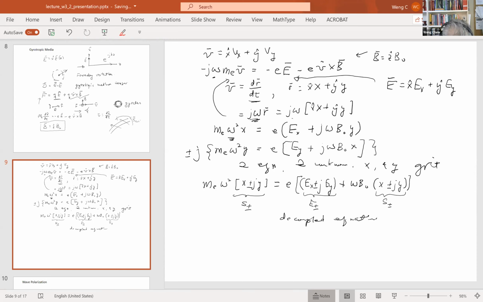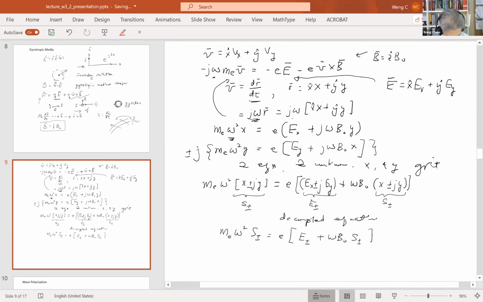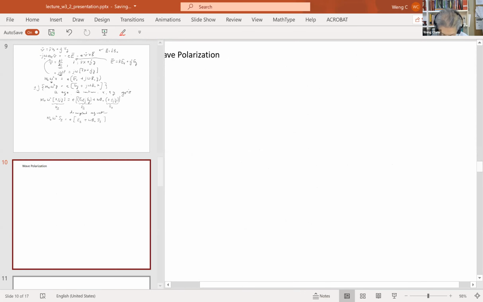Okay, you actually can write them as one equation if you want to. Omega squared S plus or minus equal to E, E plus or minus plus omega B naught S plus or minus, okay? So these equations are decoupled and you can solve them very easily. And when you solve them, the solutions are rather simple.